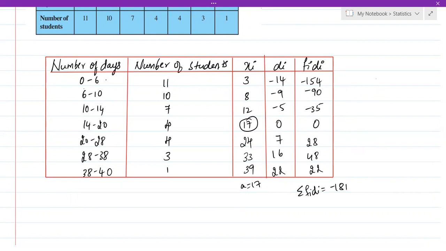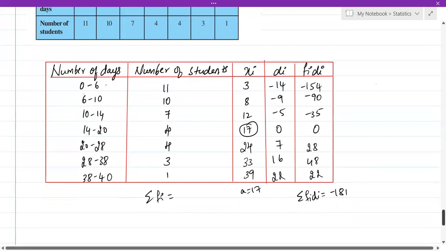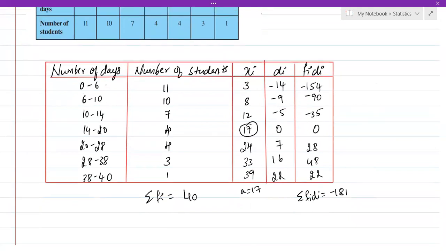So let's cancel this. So here summation fi, the total number of students according to the question, was 40. Even if you add this, you should get 40. Let's choose the formula. X bar is equal to a plus summation fi di by summation fi. So a value is 17 plus summation fi di is minus 181 and summation fi is 40. Okay, 17 minus 181 divided by 40.